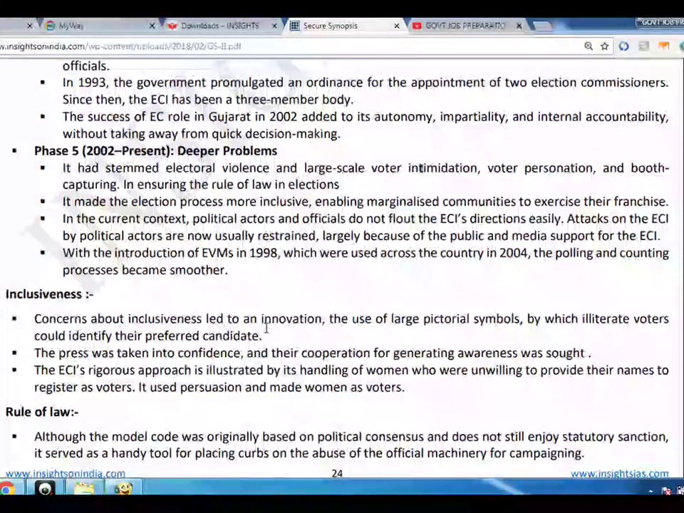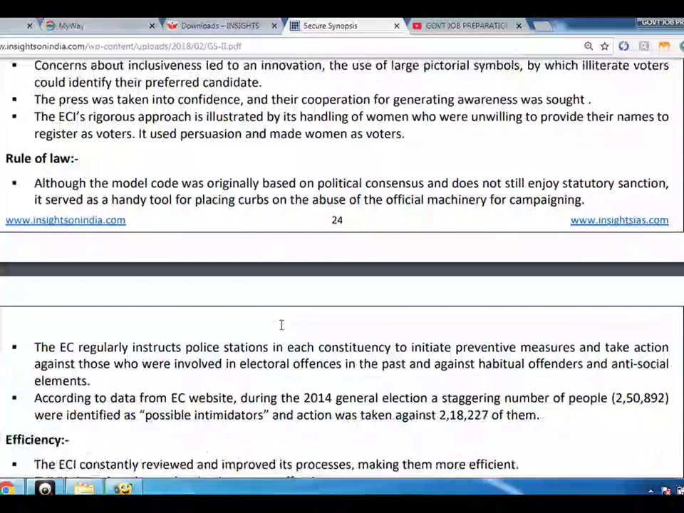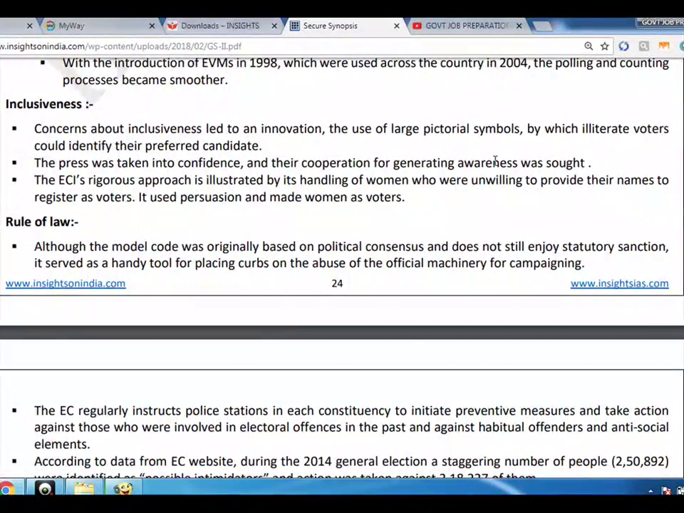Inclusiveness. Concerns about inclusiveness led to an innovation, the use of large pictorial symbols, by which illiterate voters could identify their preferred candidate. The press was taken into confidence, and their cooperation for generating awareness was sought. The ECI's rigorous approach is illustrated by its handling of women who were unwilling to provide their names to register as voters. It used persuasion and made them voters.